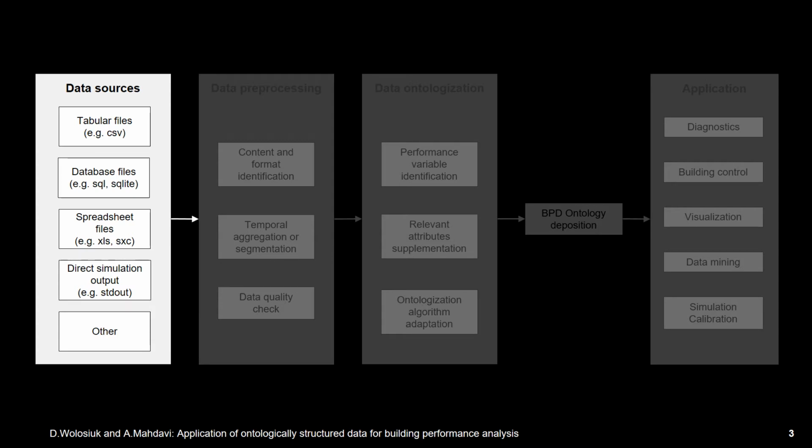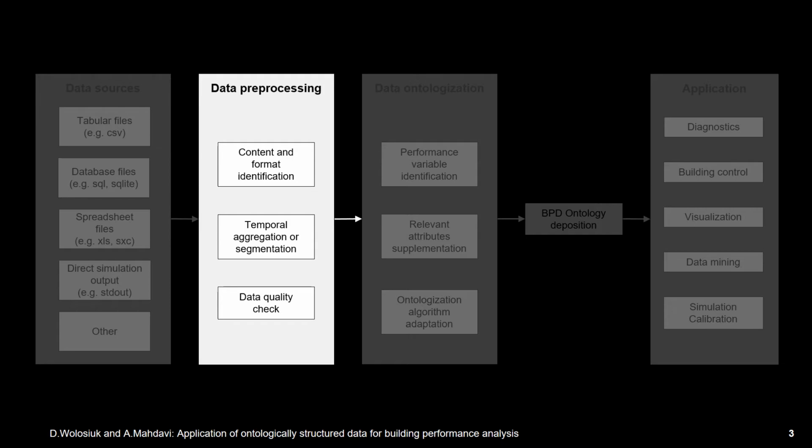So, performance data may originate from various heterogeneous sources and come in multiple formats. And this may greatly impact the next step of the workflow, which is data preprocessing. That brings us to the next question. Should the data be preprocessed in any way?